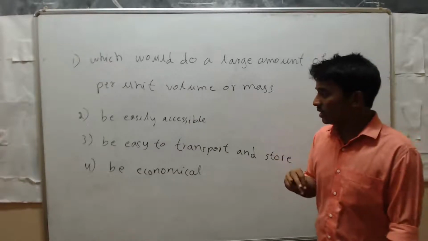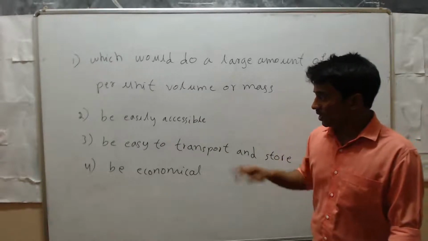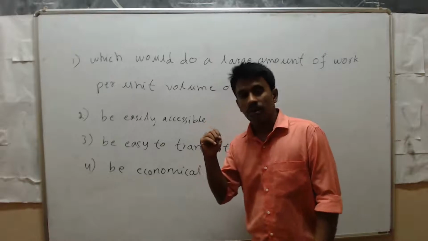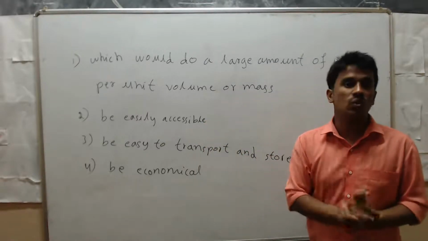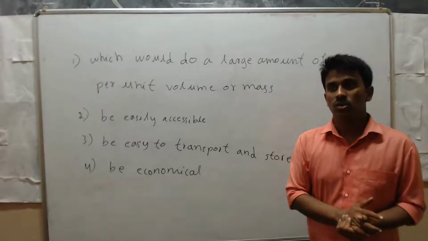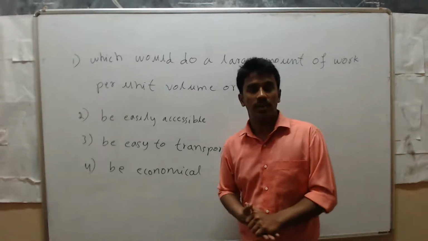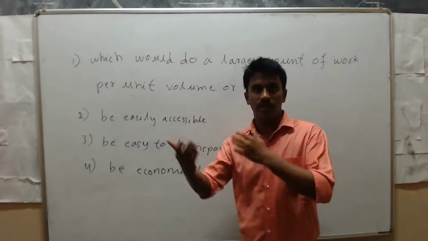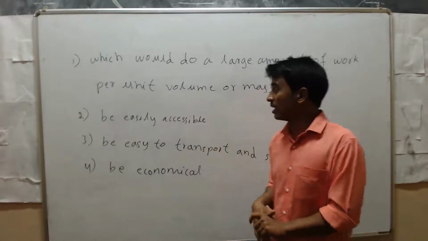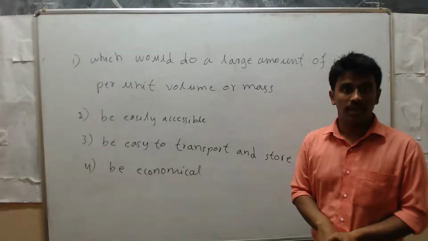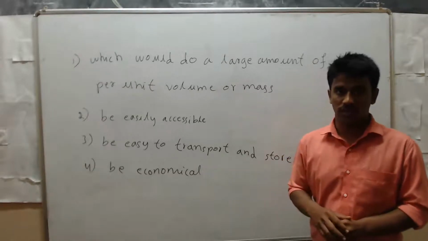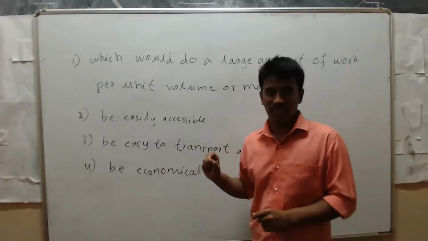Then third one, be easy to, for example, see here, thermal energy. In thermal energy we use coal. Using coal we will burn that coal and we will get heat from that. Then later we will convert that heat into electrical energy. But getting coal is a little bit difficult, because there are some processes there. So it is not easily accessible.